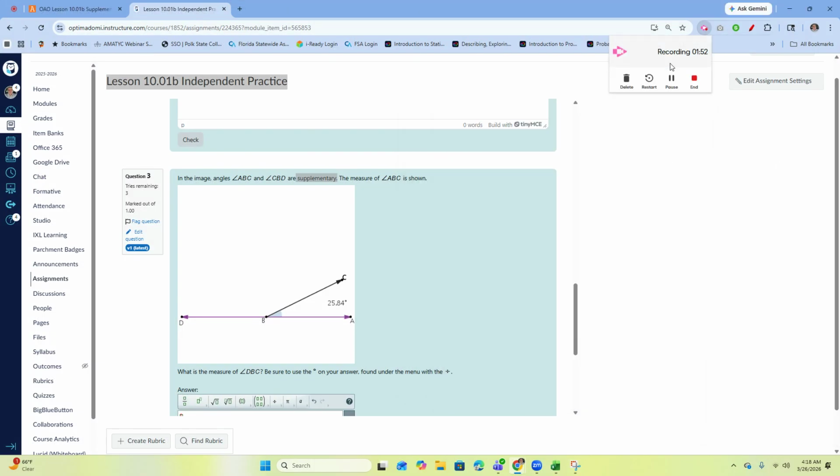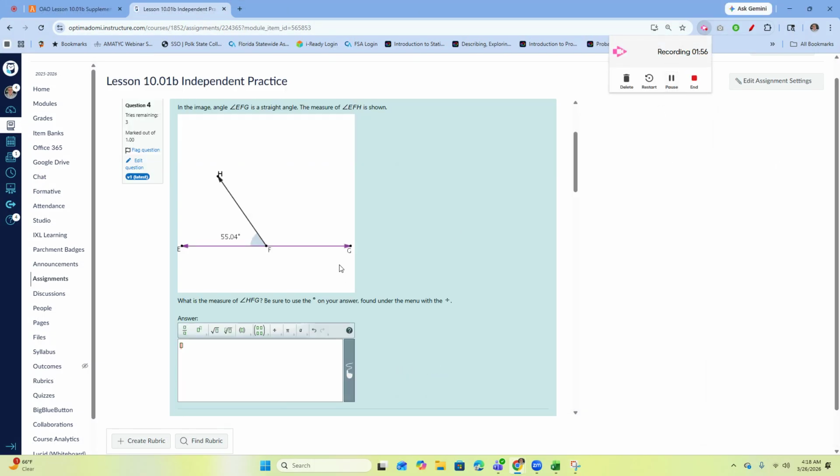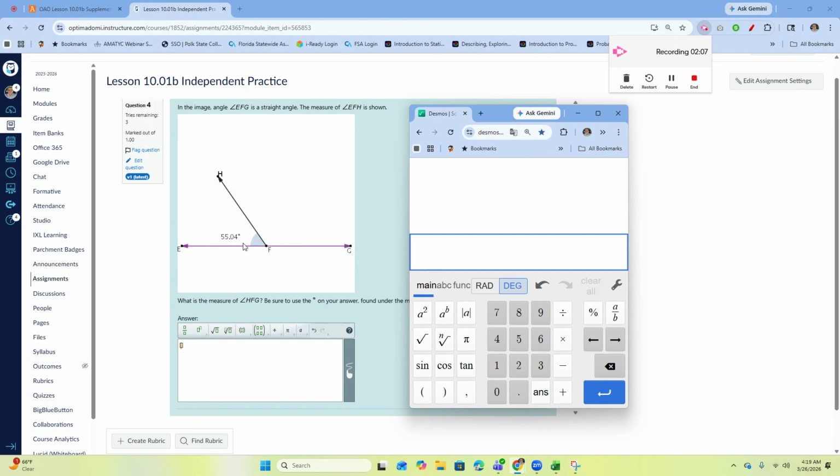Let's go to the next problem. Here's question number 4, same idea. I have two angles that are supplementary, which means that the two angles together add up to 180. I know one of the angles, 55.04. How much has to be the other angle, so that when you add those two together, you get 180? So you go to the calculator and do 180 minus 55.04, and you can see that the other angle is going to be 124.96.